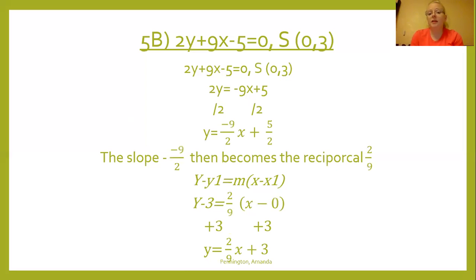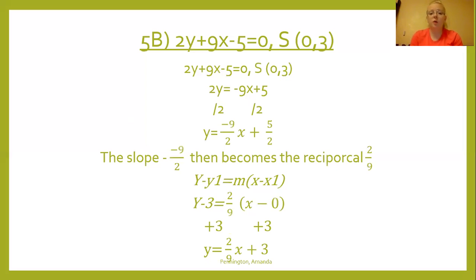Now we're going to have to get y by itself. So to do that, we're going to have to divide on both sides. So our equation becomes y equals -9/2 x plus 5/2. So the slope is -9/2. Like I said, we had to do the reciprocal. We got to flip them, the denominator and numerator, and then we got to change the sign. So we got 2/9 now.